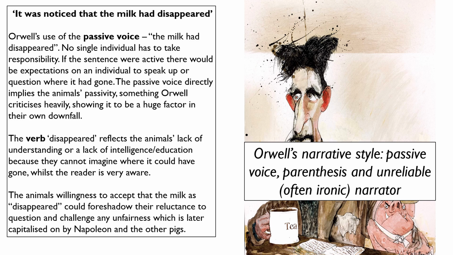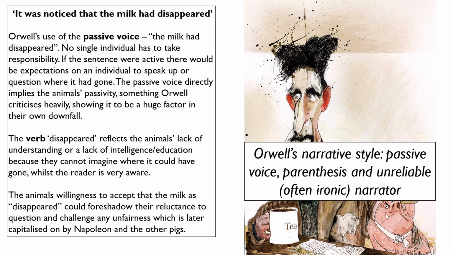If the sentence were in the active voice, we'd expect an individual or somebody to speak up or question where it had gone. If it said Napoleon had taken the milk, then at that point we can argue with him, we can speak up against him. But by using the passive voice, it directly implies that the animals are passive, something that Orwell criticises heavily throughout the book, because if the animals hadn't been passive, then it's very unlikely that the pigs would have been able to gain the control that they did.